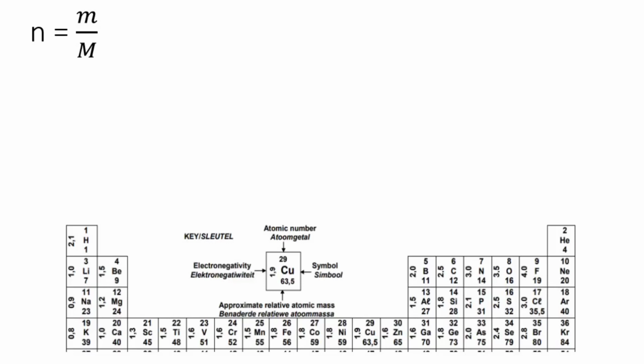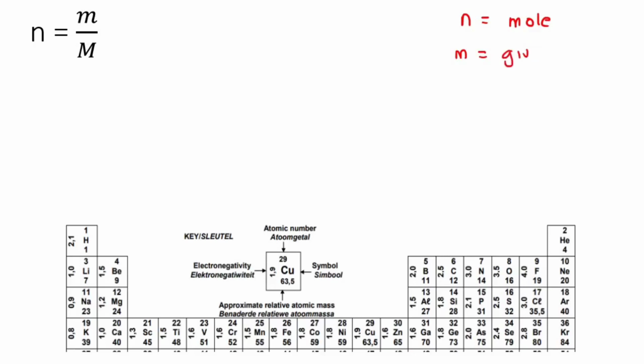Hey guys, hope you're well. So this lesson is all going to be about this formula over here. So the n stands for mole. Now you see there's a small m and there's a capital M. Don't confuse those, okay? So the small m is the mass, or let's say the given mass, okay?